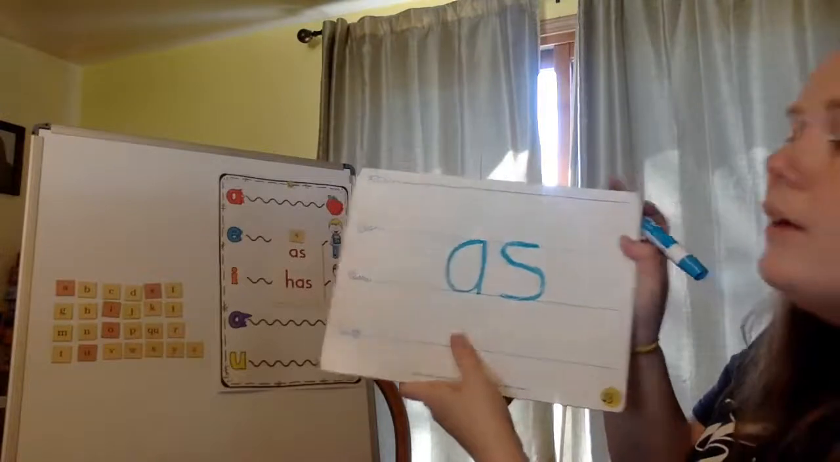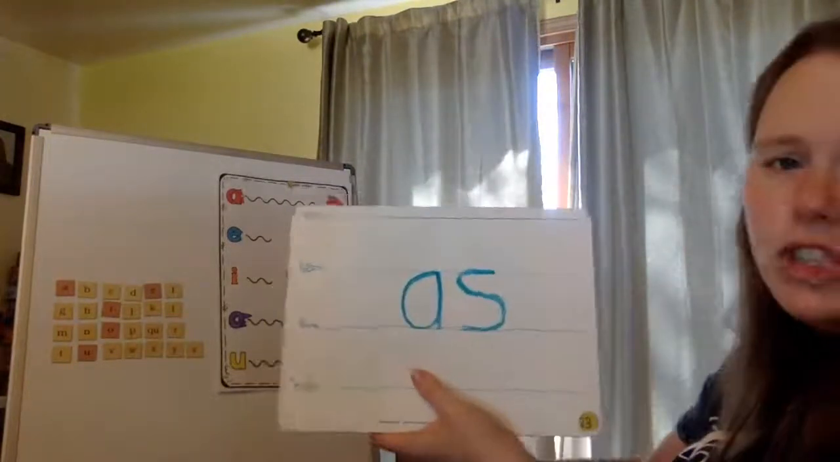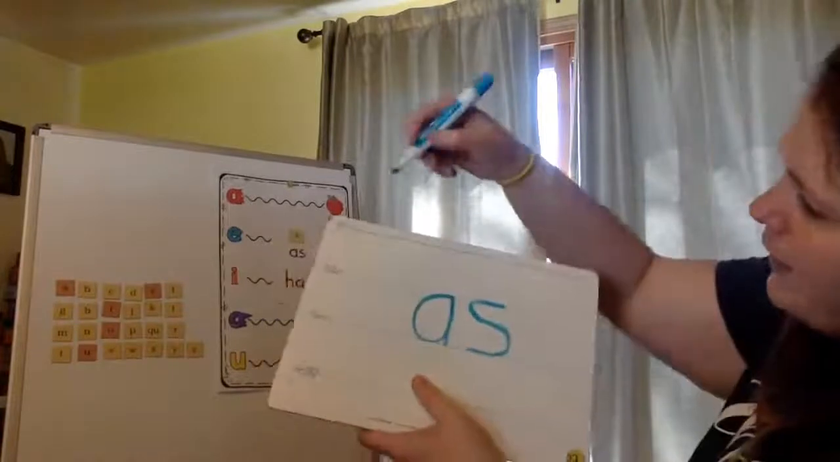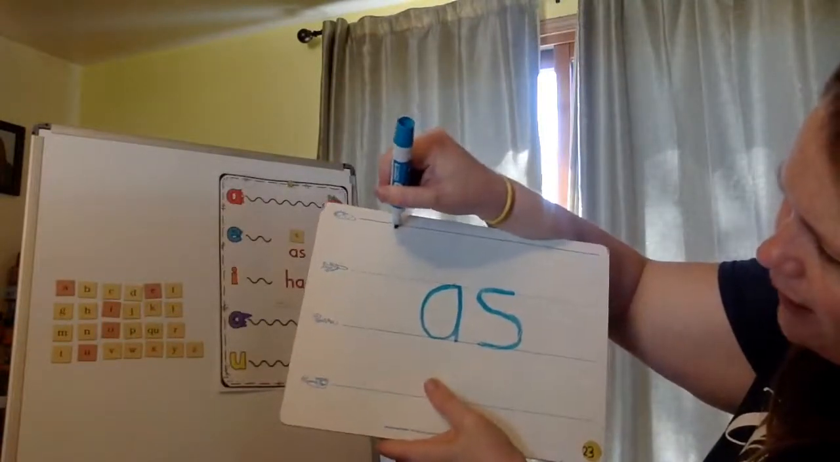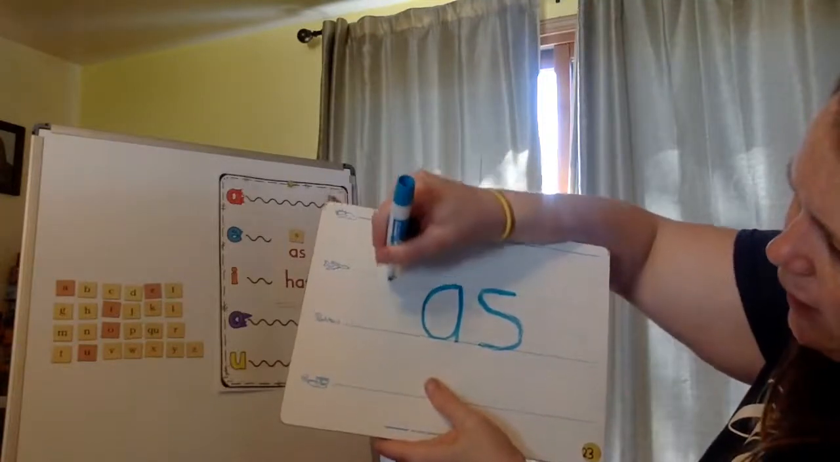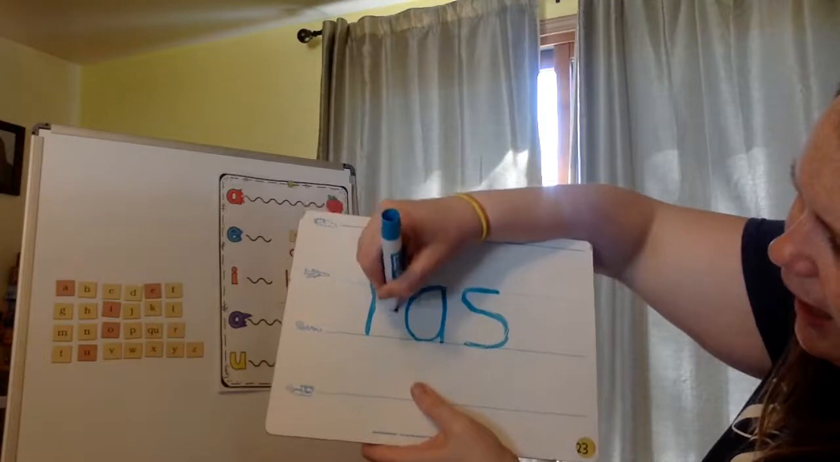Start to fly back, curve in, curve out to the grass line. As. Okay, let's put an H at the beginning to make it has. H is a skyline letter. It starts on the skyline. Point to the skyline. Go down to the grass line. Back up to the plain line. Add a hump.